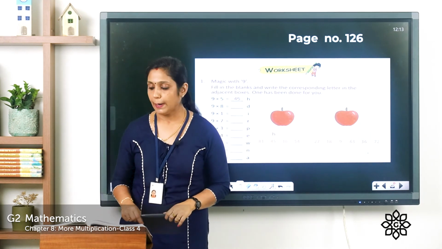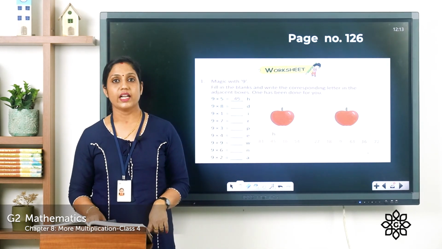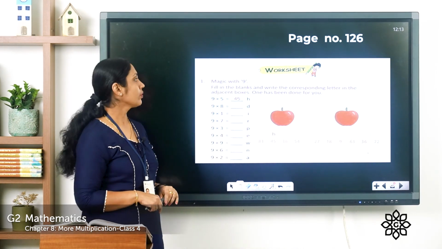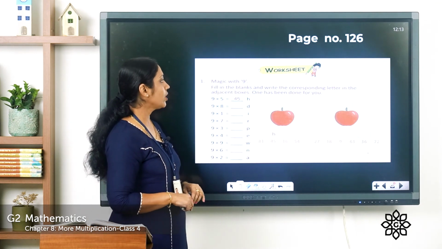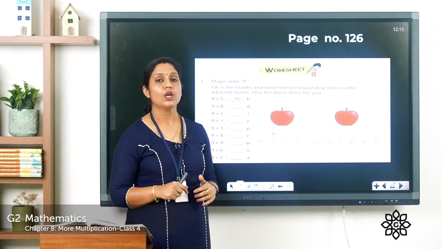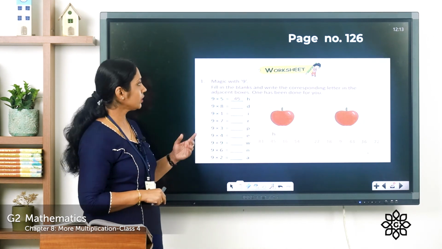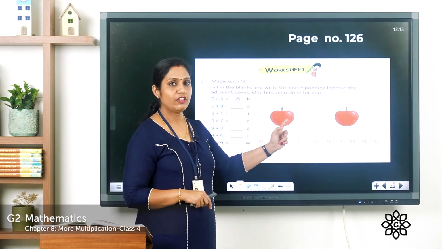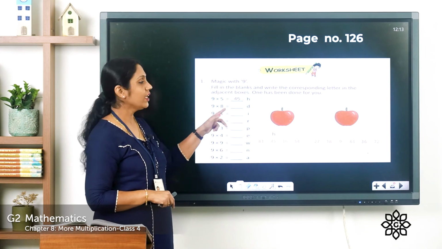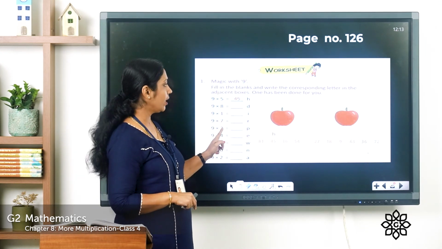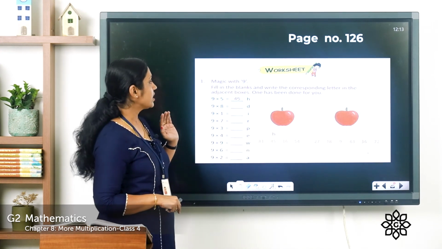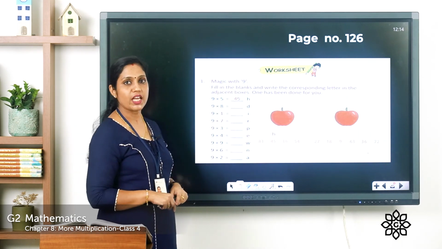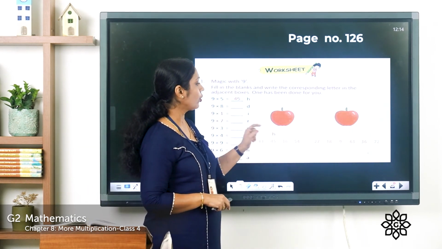Let's move on to our worksheet, page number 126. So we'll start doing it. Magic with 9. Fill in the blanks and write the corresponding letter in the adjacent boxes. One has been done for you. So here it's a magic with the 9s table, and here some numbers have been given, and along with this multiplication table some letters have been given. So we have to find out the number and write here. So first one is done for you. 9 into 5 is equal to 45, and you can see the letter H has been given here. So near 45, go write H.